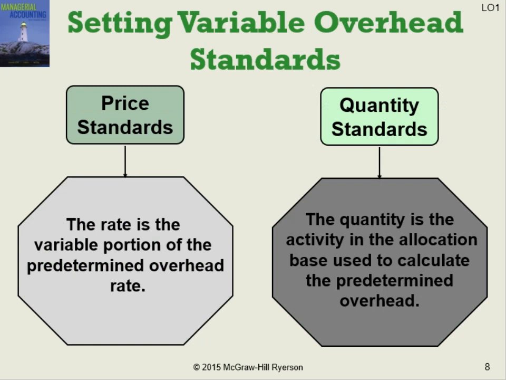Variable overhead, the price of variable overhead is determined using the predetermined overhead rate, which we talked about a long time ago in the job costing chapter, which I believe was 4 or 5. And the quantity standards is the basis for the allocation. So in general, variable overhead standards are mostly price differentials, because the price differential would be the over and under applied overhead that we talked about in that previous chapter.